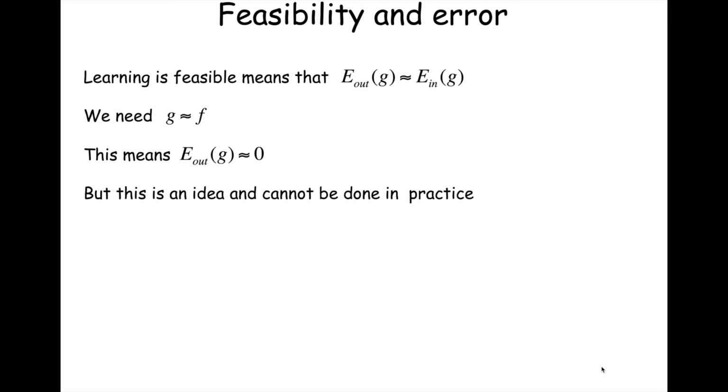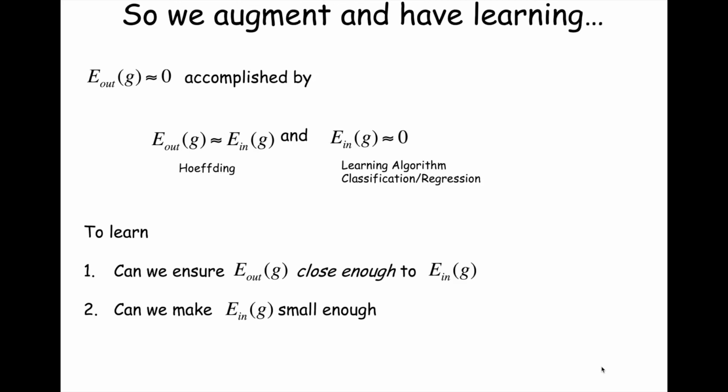So this idea can't be done in practice, but here is what we can do. What we really want is the out-of-sample error for our final best hypothesis to be 0. That's perfect generalization. That's our goal. But we don't know what it is. We make use of Hoeffding's inequality, which says that if you set the right conditions, you have to maintain a balance between the error tolerance, the sample size, and the size of the hypothesis set.